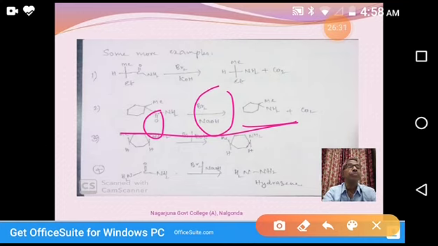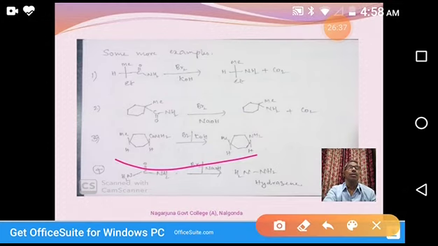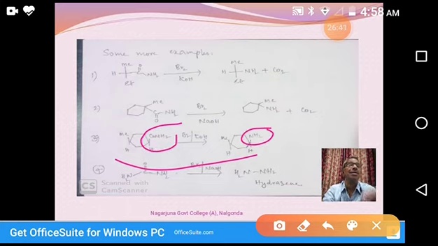Then one more example. You see this one. This is an amide, and this is the amine. That's all. So don't get confused by seeing a complex structure of amides. Just see whether it is an amide or not. If it is an amide, check whether a base like NaOH or KOH and a halogen are there or not. That is why that reaction takes place.